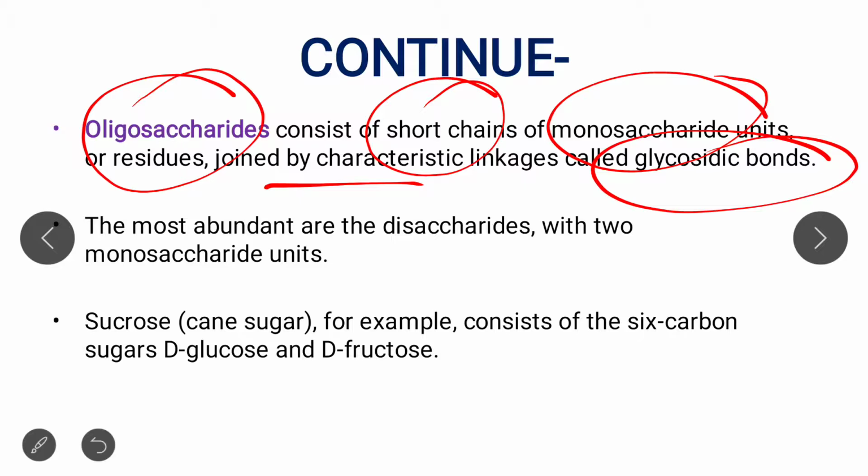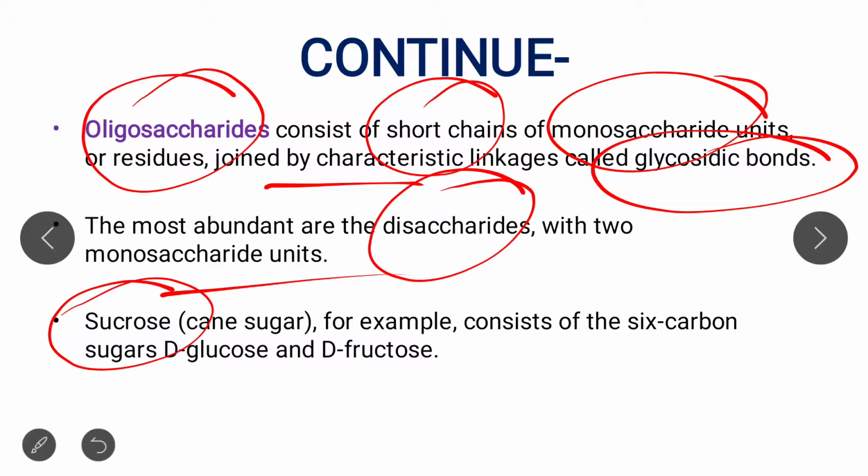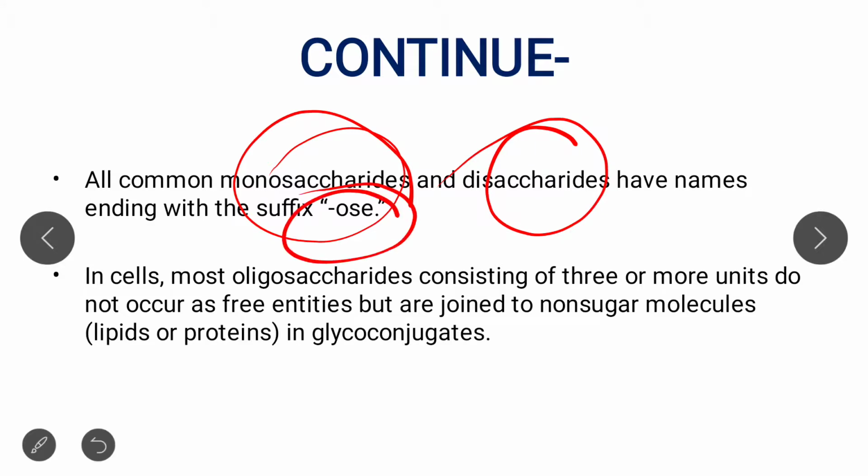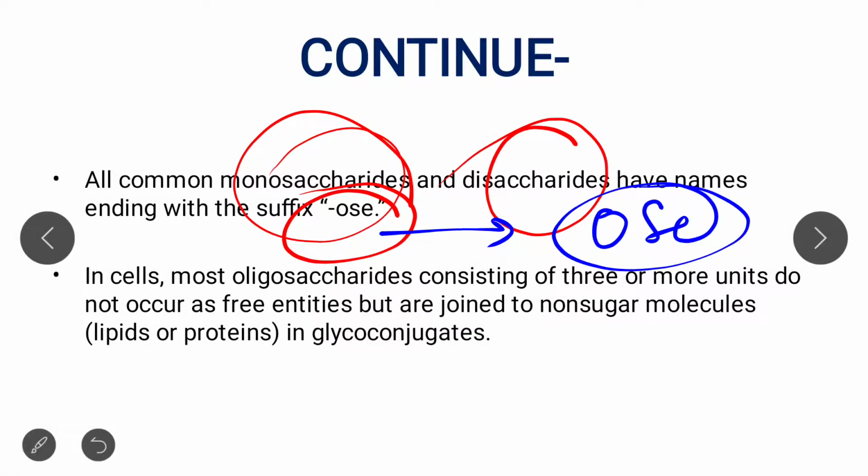The most abundant disaccharide with two monosaccharide units is sucrose, as I already mentioned, which is made up of glucose and fructose. Clear? Next. Till now we have studied that all monosaccharides and disaccharides have names ending with OSE. For example, glucose and fructose are monosaccharides; the disaccharides sucrose, maltose, lactose all end with OSE. I will explain all this structure in my upcoming videos on carbohydrates. So please stay with all these lectures, then you will get a clear idea about all these things.